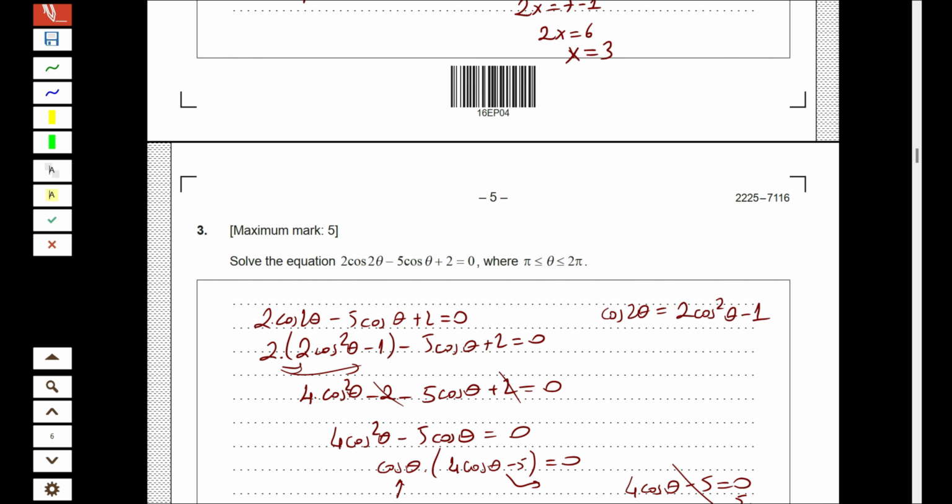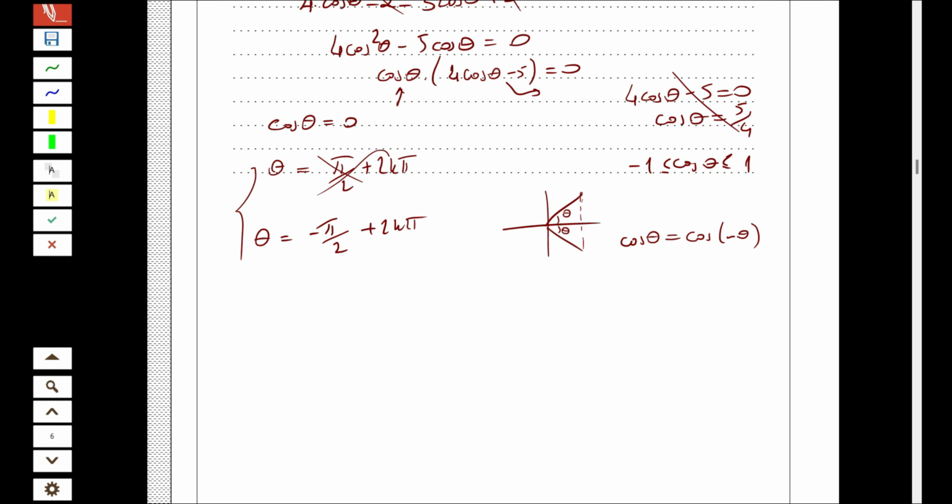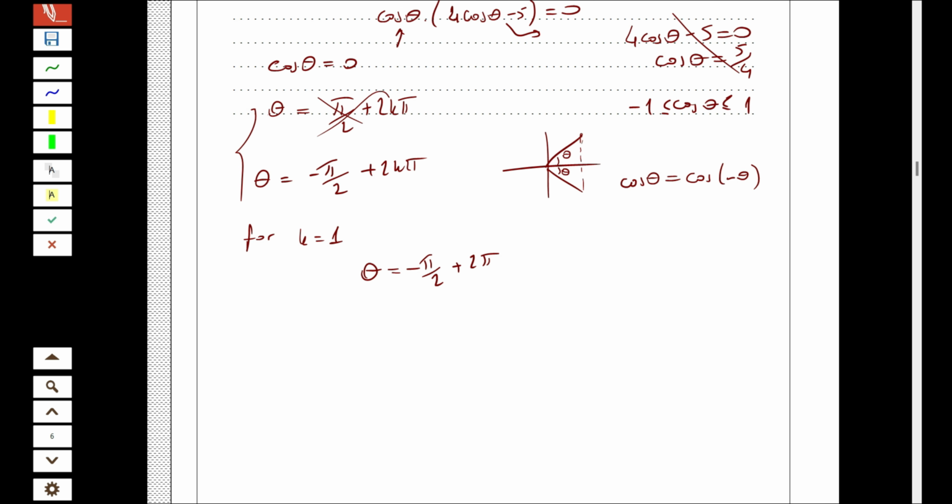But from here, I know that for theta between pi and 2 pi, there's no solution from the first equation. But when you choose k equal to 1, theta will be minus pi over 2 plus 2 pi, which is 3 pi over 2, right?